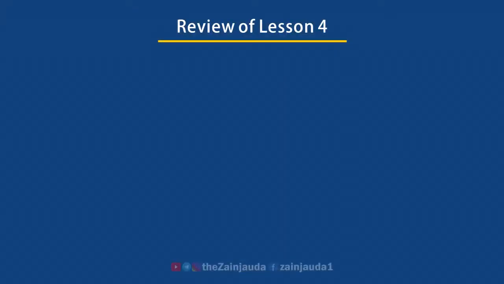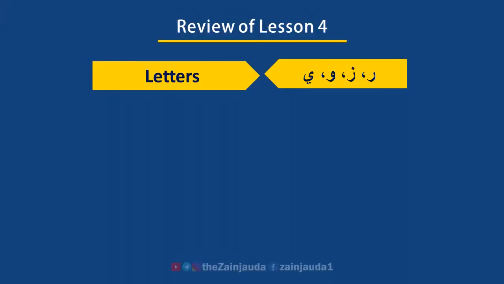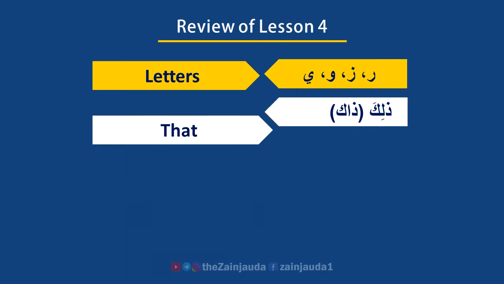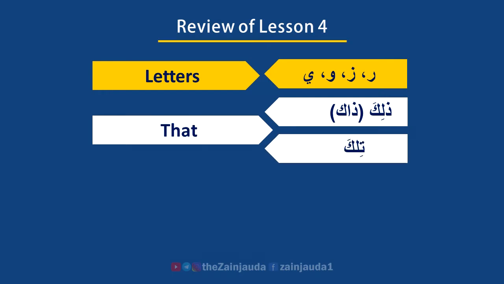In lesson number 4, we had 4 letters in details. They were Ra, Zay, Waw, and Ya. We explained the demonstrative pronoun that and said that in Arabic there are 2 words for that, one for masculine and the other one for feminine. The commonly used masculine word is dalika and the less used one is daka, while the feminine word of that is tilka. So when we want to say that is a boy, we say dalika waladun or daka waladun. And for saying that is a girl, we say tilka bintun.